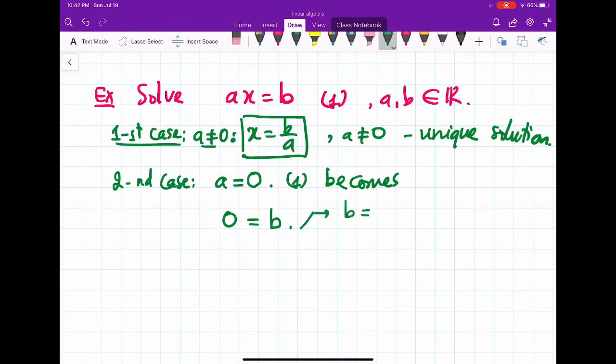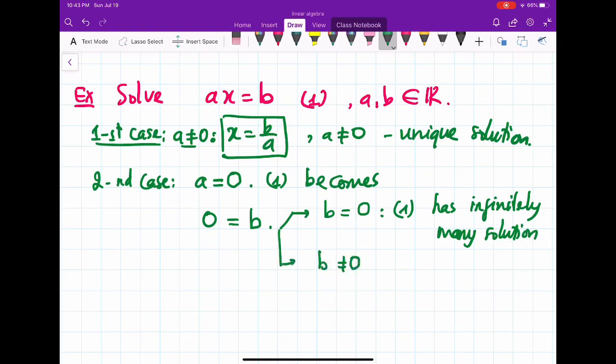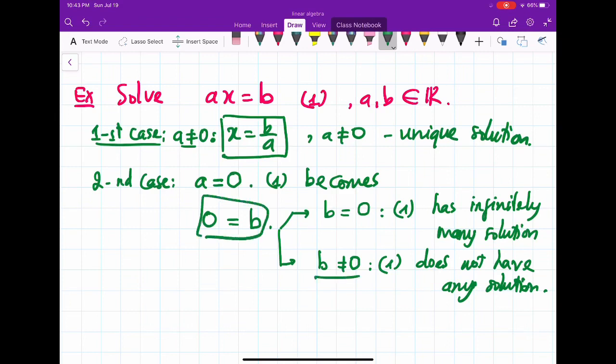If b is equal to 0, any x can be a solution of the equation 1. That means 1 has infinitely many solutions. Right? And when b is not 0, of course 1 does not have any solution. So I just write in short, no solution, right? Because if b is different to 0, this equation does not have any solution. So even for the very simple equation 1, ax equal to b, we still need to consider three cases, okay?